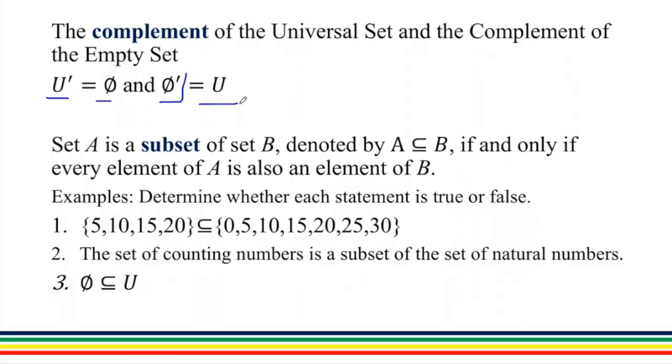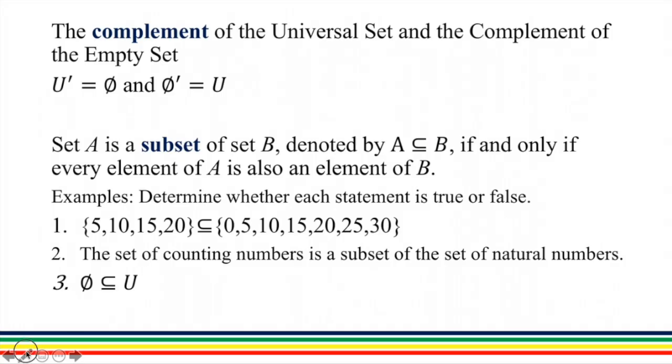Set A is a subset of set B, denoted by this sign here, if and only if every element of A is also an element of B. So that is subset. Let's determine if each statement is true or false. {5, 10, 15, 20} is a subset of {0, 5, 10, 15, 20, 25, 30}. Are these members present in the second set? Let's check: 5, 10, 15, 20. All of these elements of the first set are in the second set. Therefore, this is true because the first set is a subset of the second set.